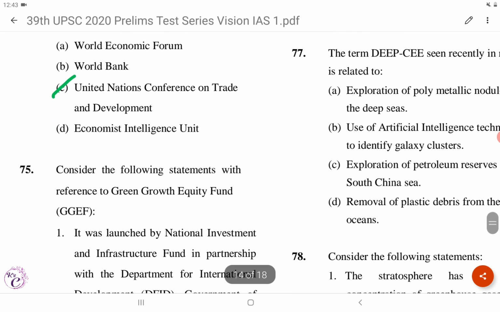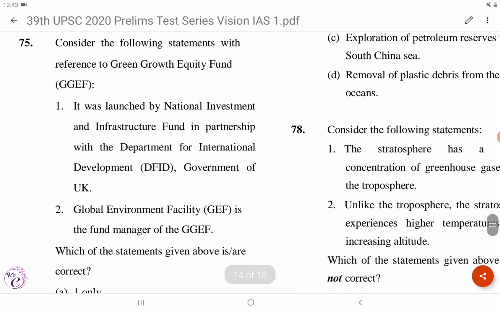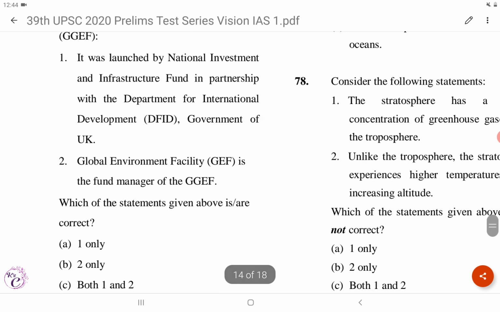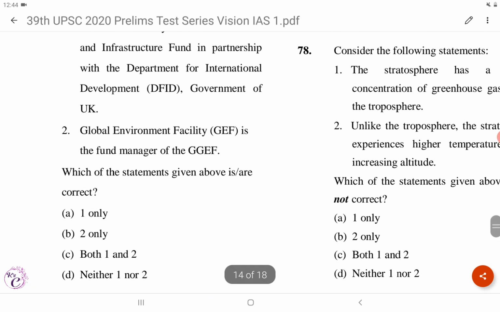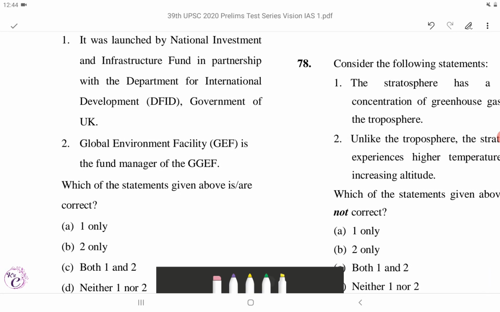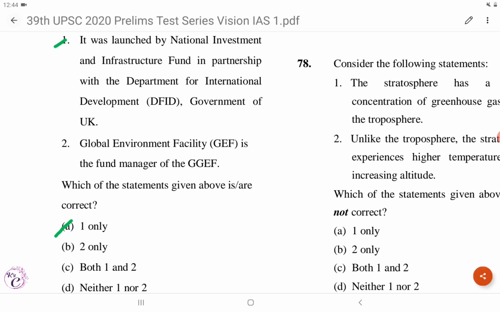Now let's come to the last question, that is question number 75. Consider the following statements with reference to Green Growth Equity Fund, that is GGEF. Statement 1. It was launched by National Investment and Infrastructure Fund in partnership with the Department of International Development, that is DFID, Government of UK. Number 2. Global Environment Facility, that is GEF, is the fund manager of the GGEF. Which of the statements given above is or are correct? So, the correct answer is A. The correct answer is A, that is 1 only.